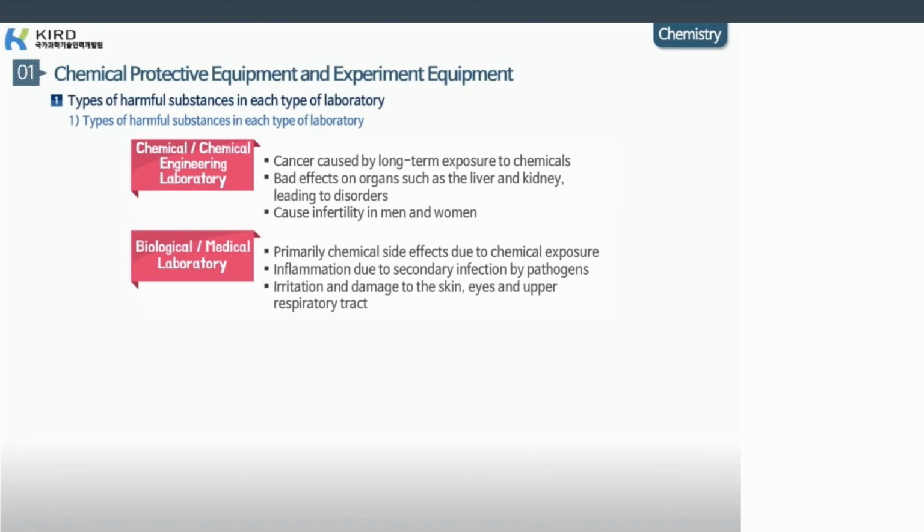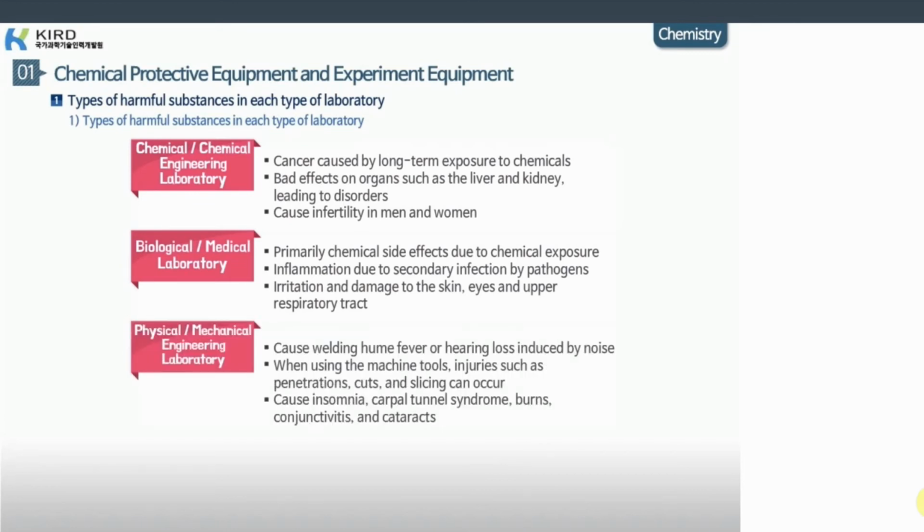Biological and medical laboratories cause primarily chemical side effects due to chemical exposure, inflammation due to secondary infections by pathogens, and irritation and damage to skin, eyes, and upper respiratory tract. Physical and mechanical engineering laboratories can cause welding fume fever and hearing loss induced by noise. When using the machine tools, injuries such as penetrations, cuts, and slicing can occur, and insomnia, carpal tunnel syndrome, burns, conjunctivitis, and cataracts can occur.